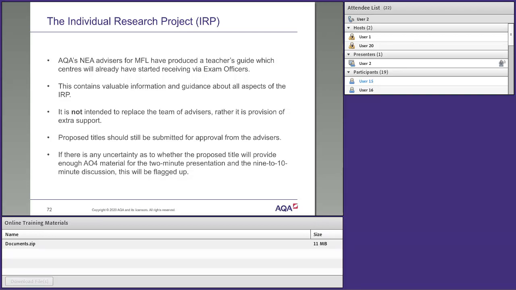Or indeed, if the topic is too broad. I've had technology in Switzerland for one, it was far too broad to get any sort of in-depth discussion going. And those titles can go backwards and forwards from the advisor until the advisor gets something that both you and they are happy with, if you like.